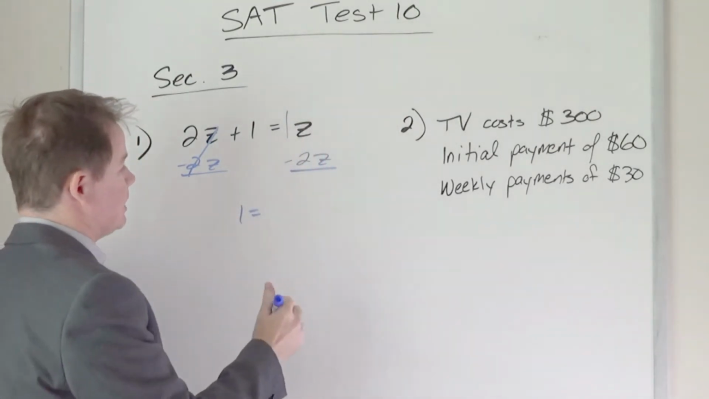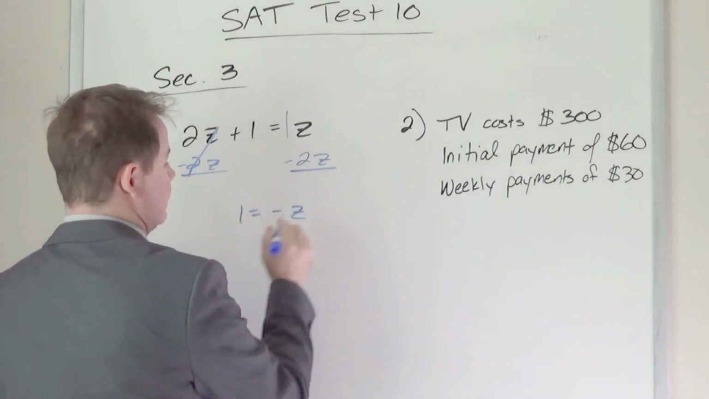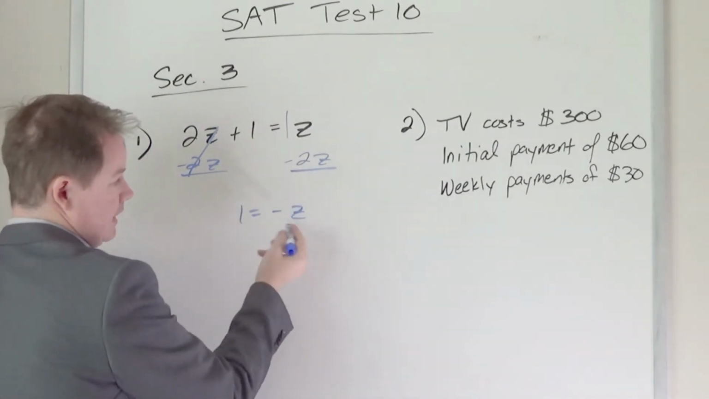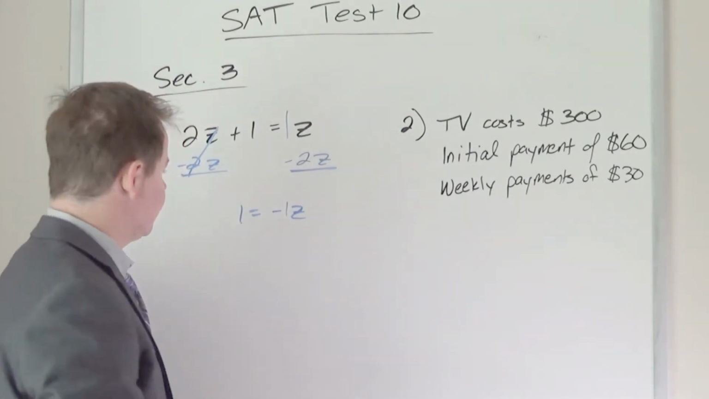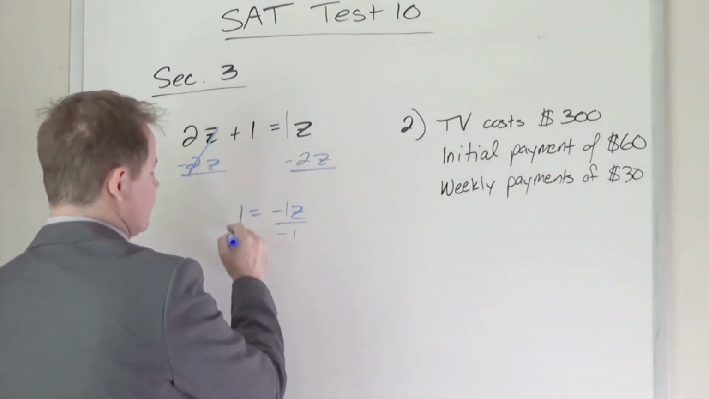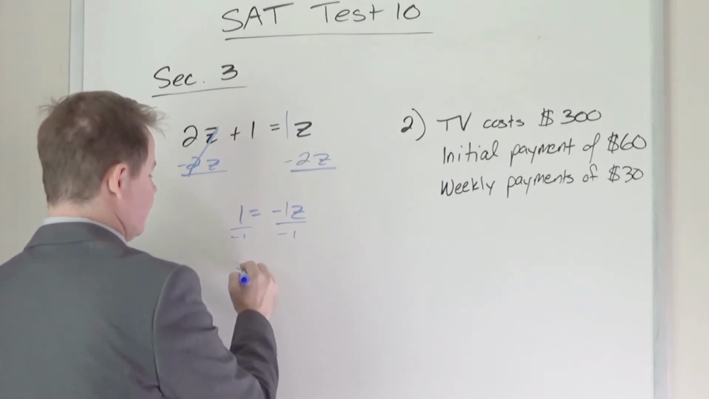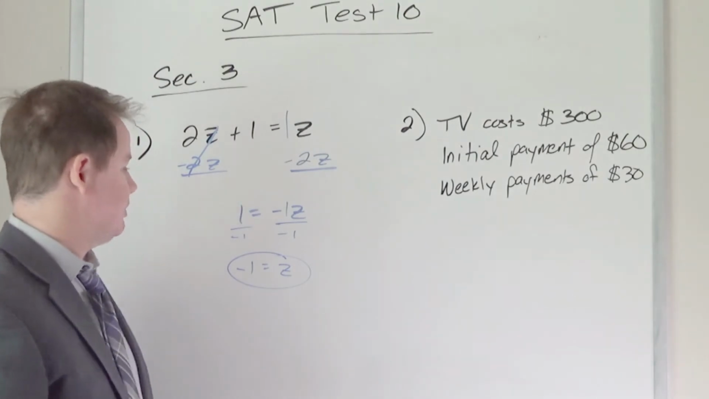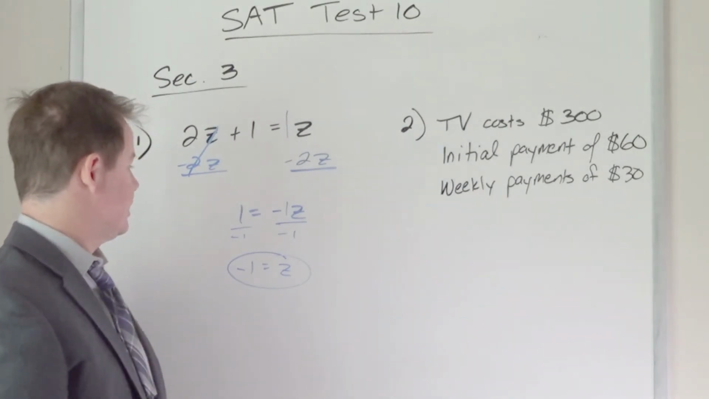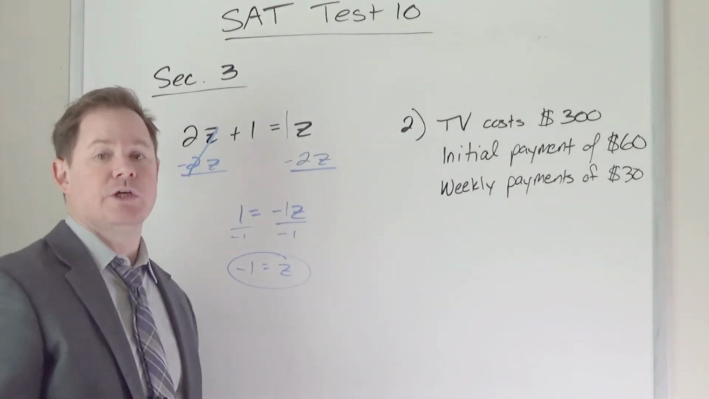And when you have 1z minus 2z, you get a negative z. And if you have negative z or negative 1z, if you prefer to write in the 1, that's absolutely okay. In this case, you're going to go ahead and divide both sides by negative 1. And you'll end up with negative 1 equals z, which is going to be answer choice B on that question. So that's how we want to solve question 1.